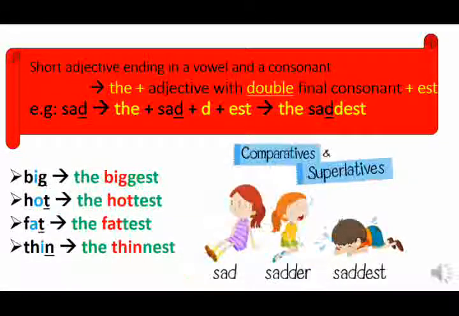And similarly to the previous rule, short adjectives ending in a vowel and a consonant follow the same steps, but we double the final consonant before adding the est. Let's make the superlative adjective of sad. Sad is a short adjective ending with a vowel A and the consonant D. The saddest with double D. Let's read some more examples. Big, the biggest. Hot, the hottest. Fat, the fattest. And thin, the thinnest.